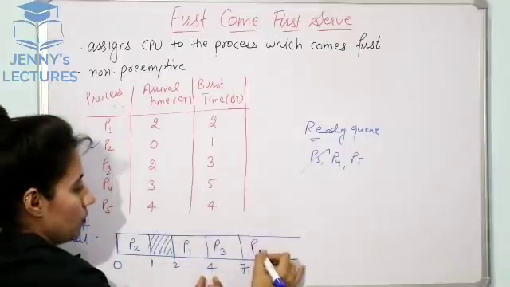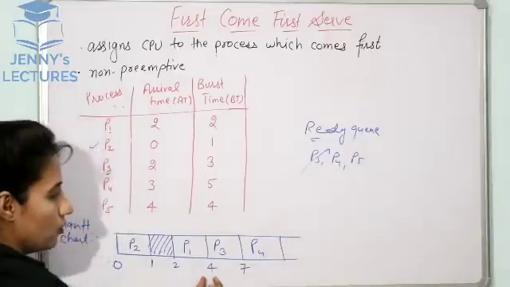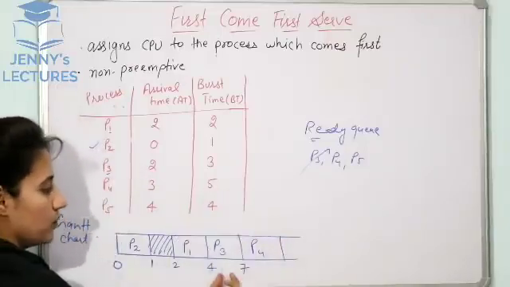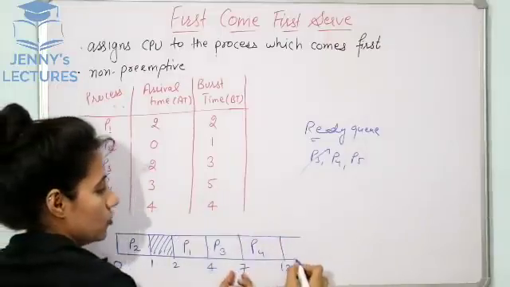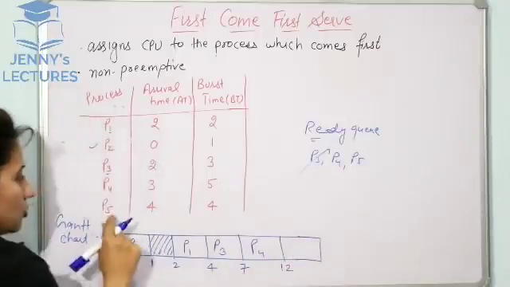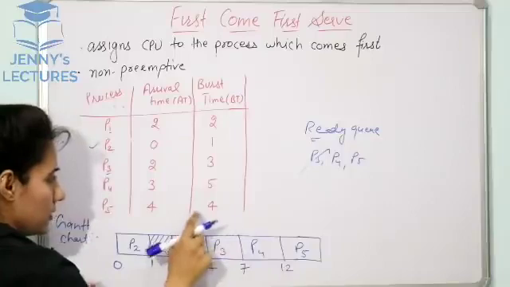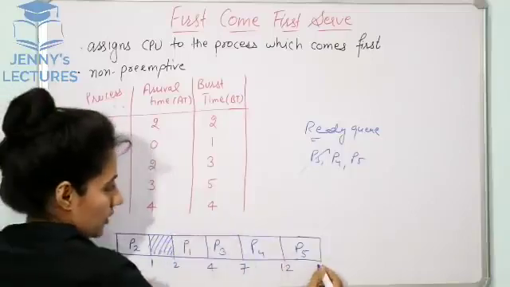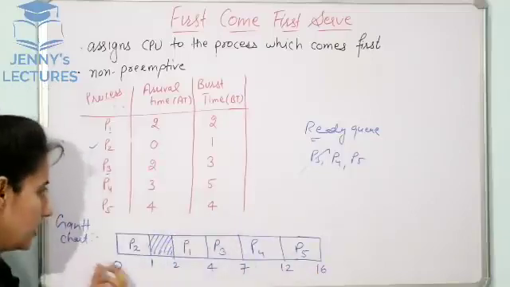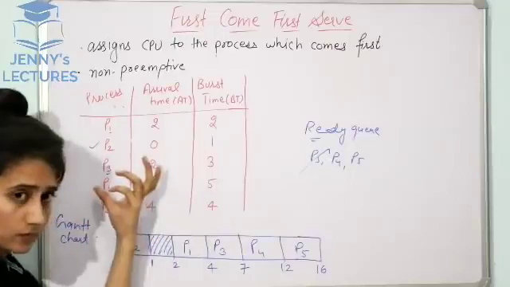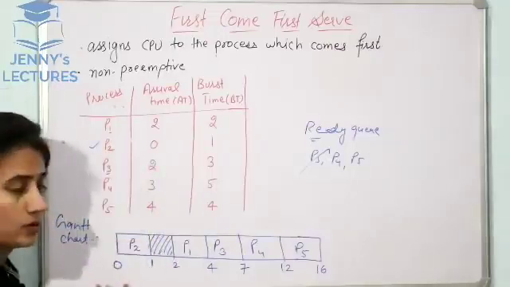So P4 would run for how long? For 5 units of time. So 7 plus 5 is 12. Now at last the remaining one is P5. Here it is 12 plus the burst time of this one, which is 4, that is 16. So this is the Gantt chart for these processes.